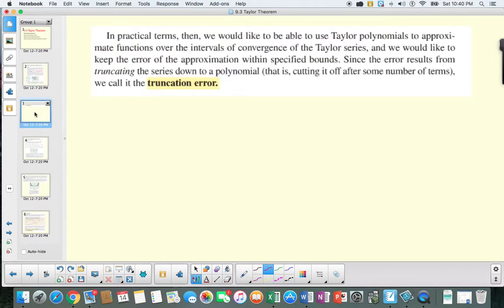All right, now truncation error is this: you go out so far in the polynomial, and once you go out to that point, the rest of it we just drop off. We just truncate or eliminate it. And everything we drop off is error. That's how far off we are.